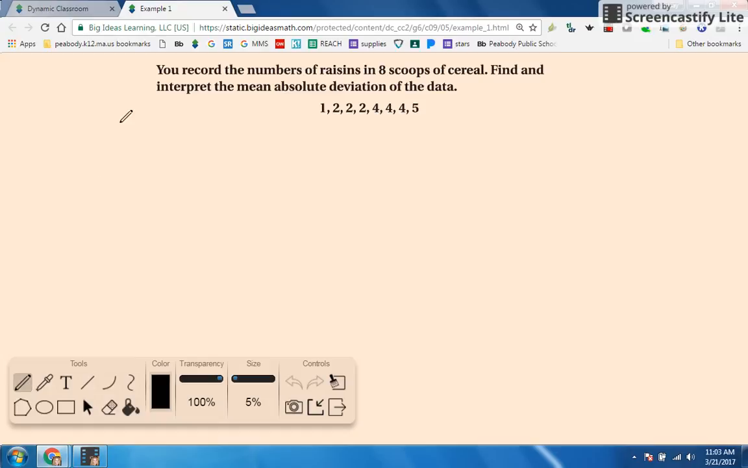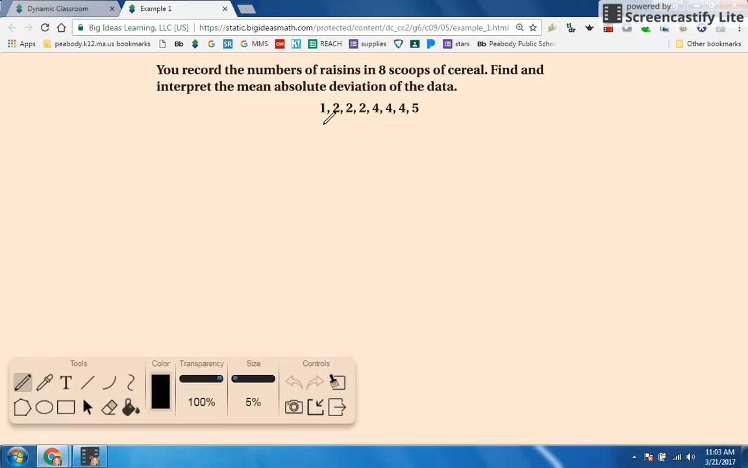So now that we figured out how to do the mean absolute deviation, here's an actual example. I'm going to do this one. I want you to just watch, and then I'm going to give you one to try by yourself. So it says, you record the numbers of raisins in 8 scoops of cereal. Find and interpret the mean absolute deviation of the data. Okay, so why you would be doing this, I'm not quite sure, but that's okay. We'll just go with it.